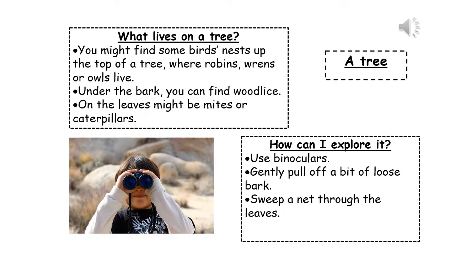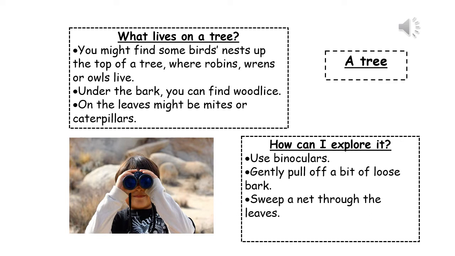Now, when we talk about the woodland, the first thing which comes into our mind is a tree. What lives on a tree? You might find some birds' nests up at the top of a tree where robins, wrens, or owls live. Under the bark, you can find woodlice. On the leaves might be mites or caterpillars.